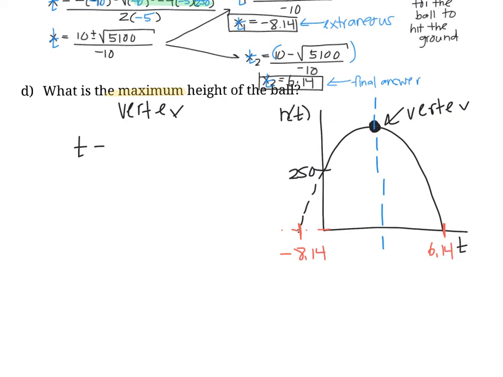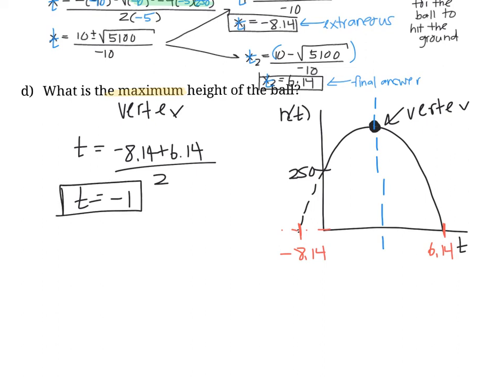So instead of x, I'm going to put t for the middle because we're talking about t instead of x. We're just going to add them together and divide by 2. So we've got negative 8.14 plus 6.14 divided by 2. And we get t equals negative 1.